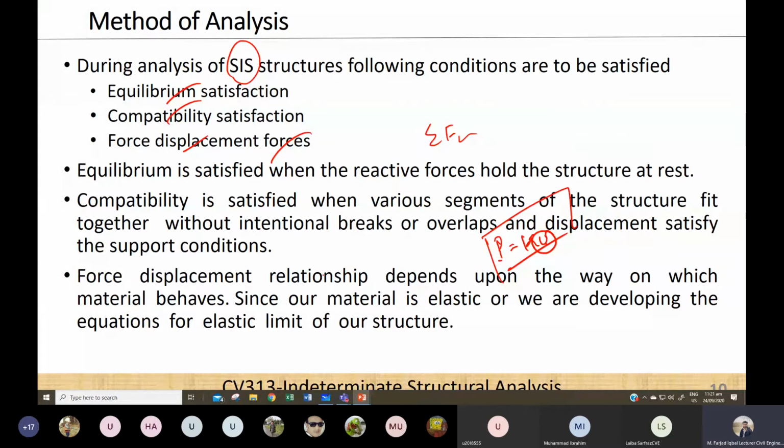And again, the force displacement relationship is the same as we have studied for this spring structure, that the material should always remain in the elastic limit. It should not cross that. Our basic condition while deriving all these equilibrium conditions was that our material was elastic. So we don't have to worry. We have already satisfied this condition while computing the deflections or rotations of the structure.